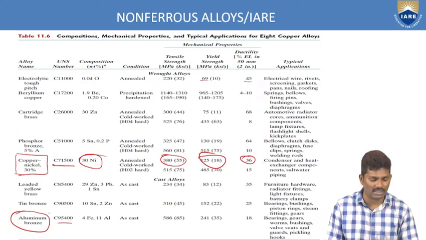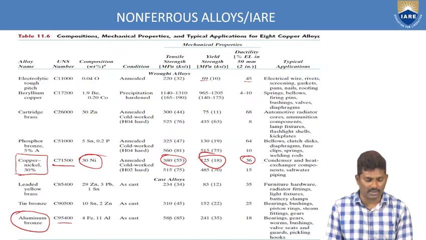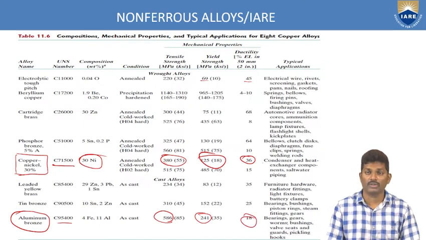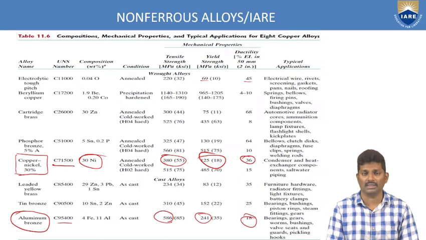what is the unique number you have? C95400, and the composition is 4 percent iron and 11 percent aluminium. So again, you're getting a very high tensile strength value of 586 megapascals here, and 241 megapascals of yield strength, and ductility is very low here, 18. So where you can use this type of alloy means you can use it in bearings, gears, worms, bushing valves. So like that, different types of applications.